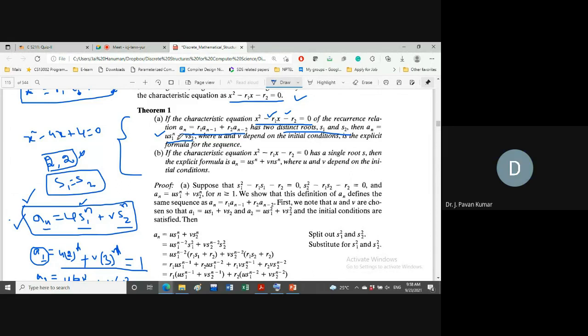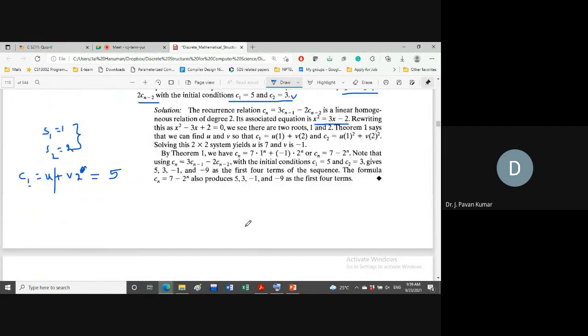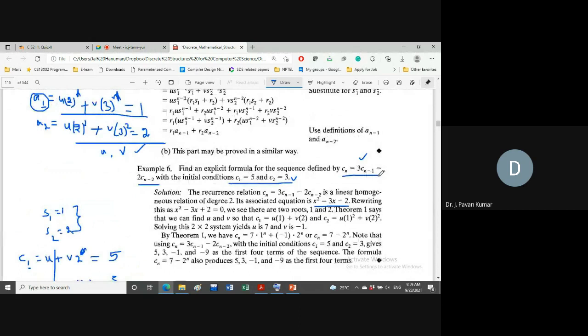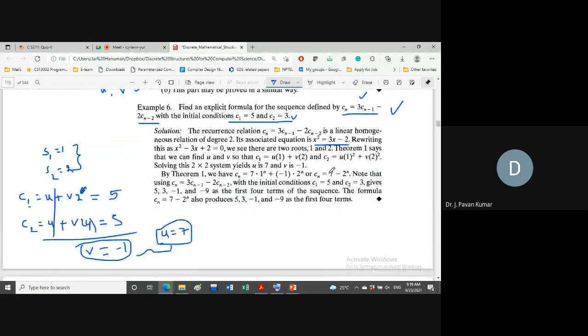S1 is 1, so 7 into 1 power n, which is nothing but 7 itself. Next, plus v. The v value we have obtained as minus 1, so minus 1 into S2, which is 2 power n. So 7 minus 2 power n. That is the explicit formula that we will obtain for this recurrence relation.